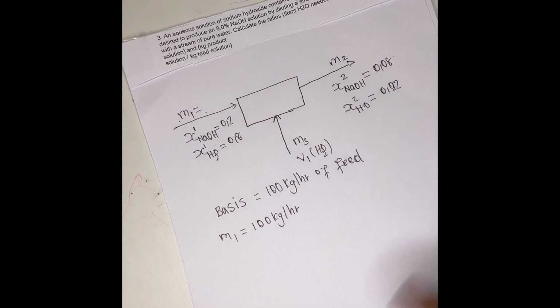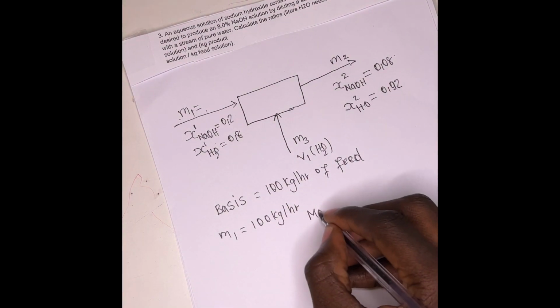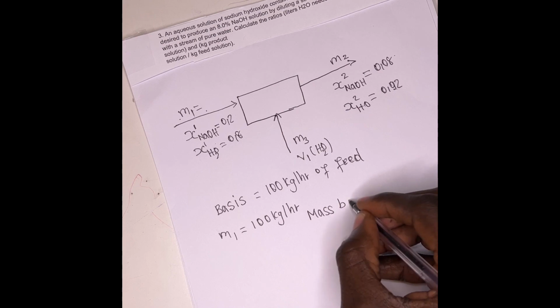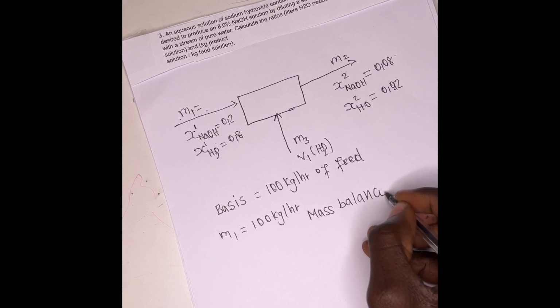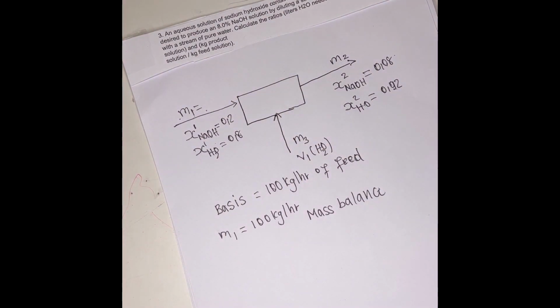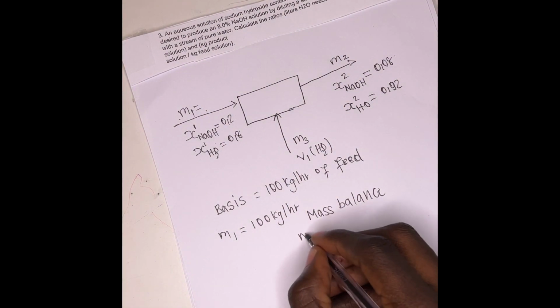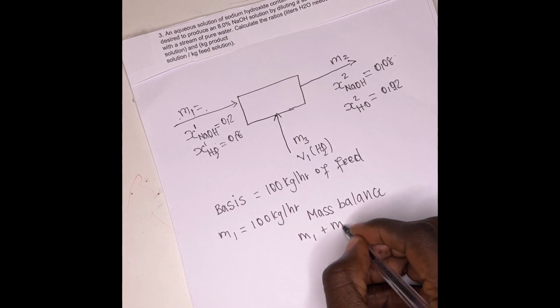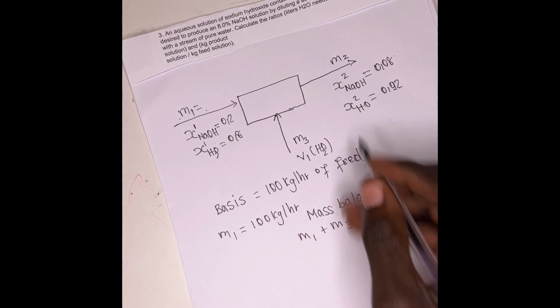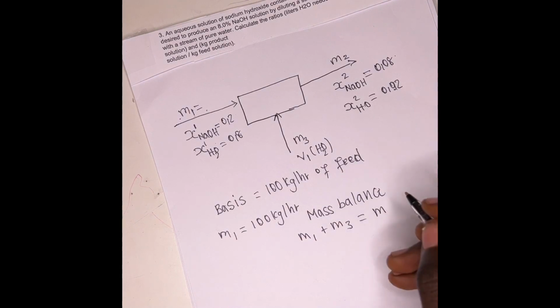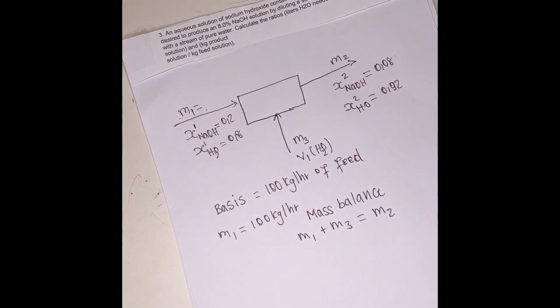So now from here you do a mass balance, guys. Just by doing this, you already have like 95% of your question, because you make everything clear. So now we say M1 plus M3 is equal to M2. This is your first equation.